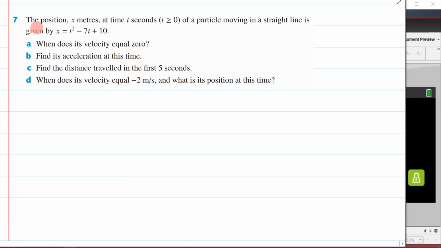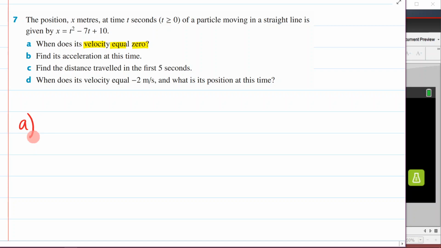It says, the position x meters at time t seconds, where t is greater than or equal to 0, of a particle moving in a straight line is given by x is equal to t squared minus 7t plus 10. When does its velocity equal 0? Okay, so let's dive straight into it.